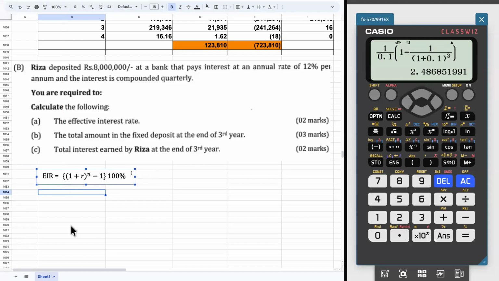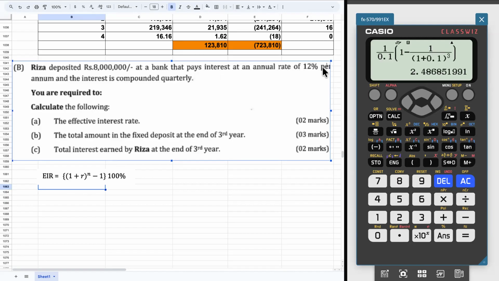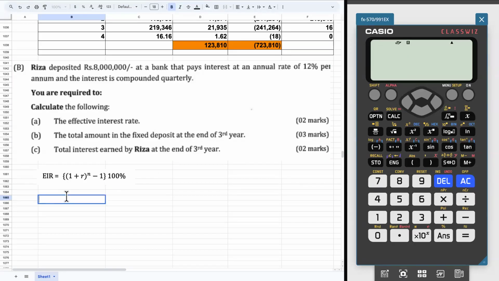So using this formula, we can calculate the effective interest rate. But we want to make sure the rate as well as the period are aligned. The interest is at an annual rate of 12% per annum and is compounded quarterly. So the period we have to keep in mind is every quarter. There are 4 quarters in a year.